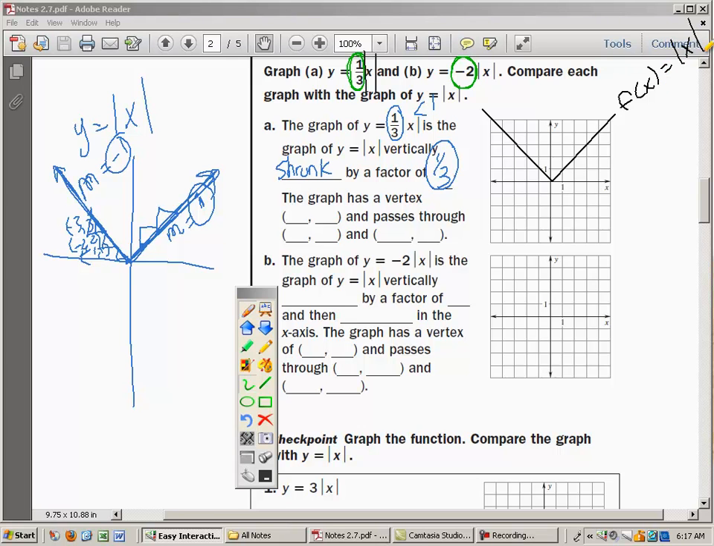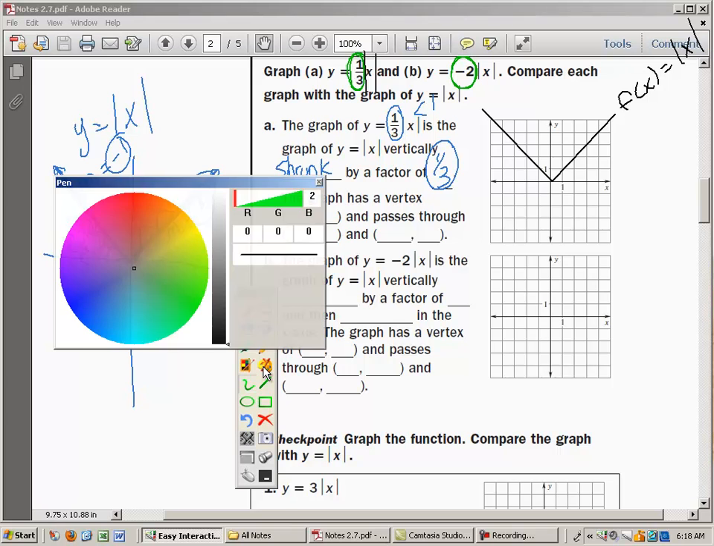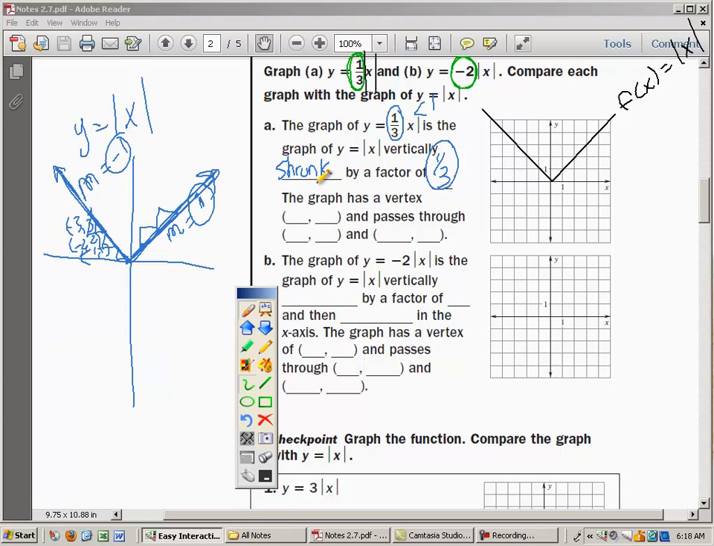And now I know that 1/3 times the absolute value of x is going to be a shrink of that. And this number, the coefficient here, is going to be the slope of the right branch. So again, if my slope is 1/3, I'm going to rise 1 and run 3. And I'm going to rise 1 and run 3, and I'm just off the page there. And so now I'm going to go ahead and connect those, like that.